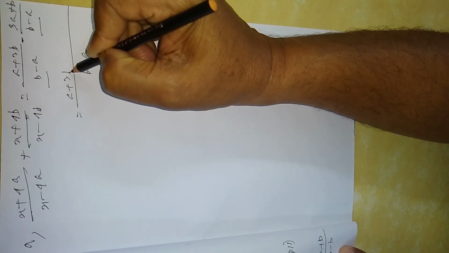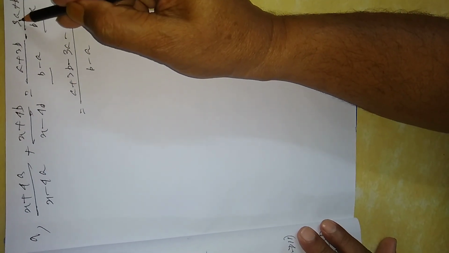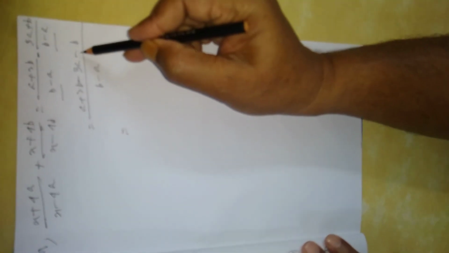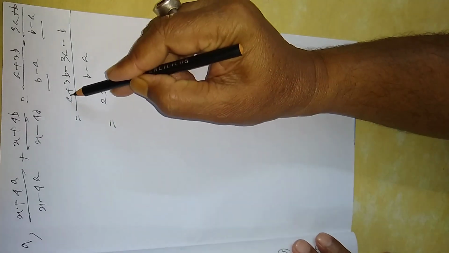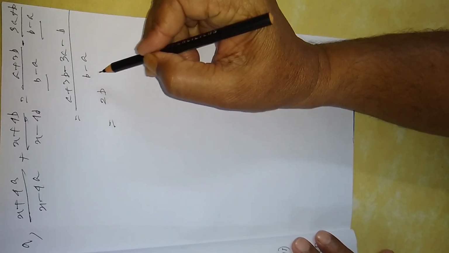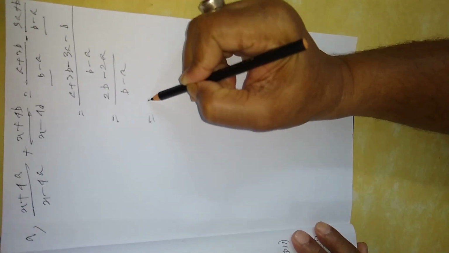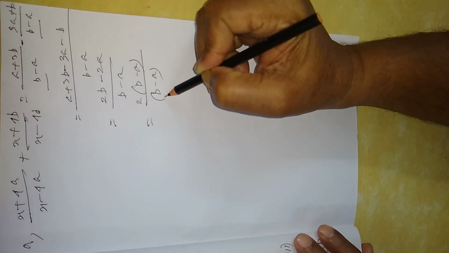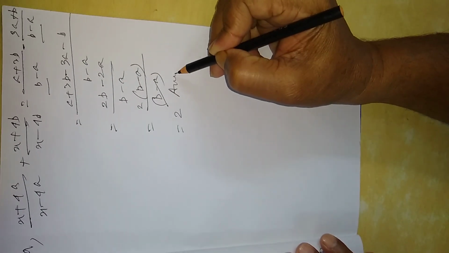a plus 3b minus 3a minus b. Look at this, minus 3a minus b. So 3b minus b, that is 2b, a minus 3a, that is minus 2a, by b minus a. Common 2, b minus a by b minus a. Cut it here. The answer is 2.